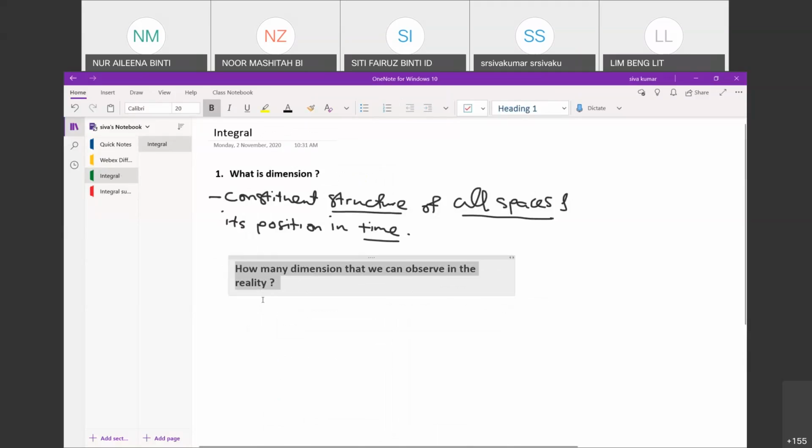How many dimensions can we observe in reality? How many? Can you give us suggestions? How many dimensions? Maybe it's not more than one. It could be more than one.